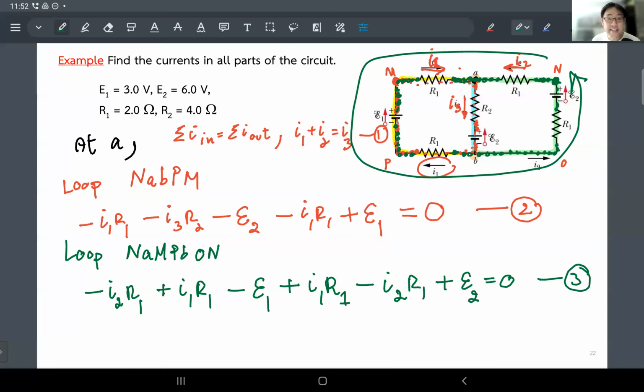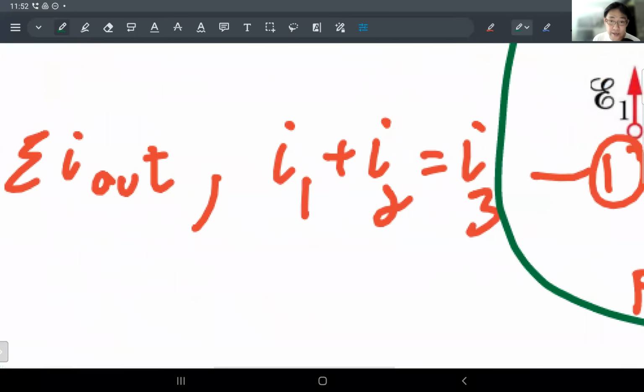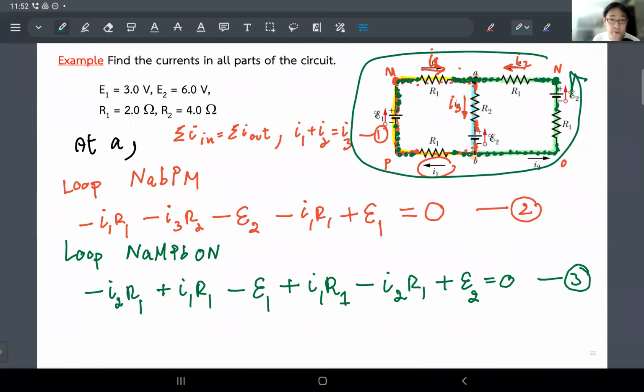So that's it, guys. Kirchhoff's rule is right here. You apply junction rule, equation number 1, and loop rules for 2 more loops that you can pick out of your circuit. And once you have this, you end up with the 3 equations with 3 unknowns. You can solve for I1, I2, and I3, and you're done.